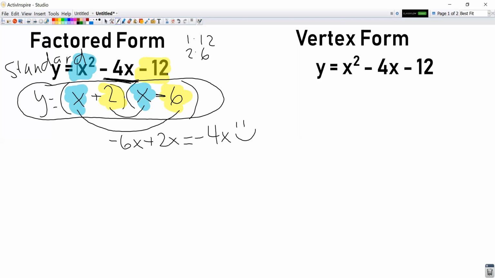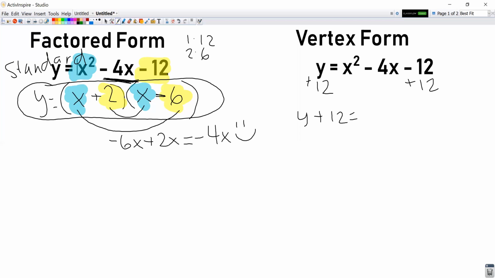For vertex form, this is new. So the first thing I need to do, I just want x squared minus 4x. I want to get rid of that c at the end. So I have to do the opposite. If I'm subtracting 12, I'm going to add 12. And whatever you do to one side, you have to do to the other. So this side will remain y plus 12.